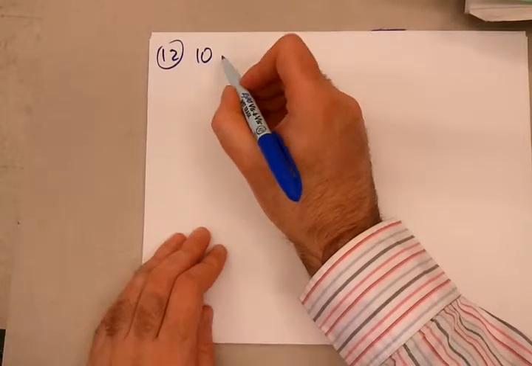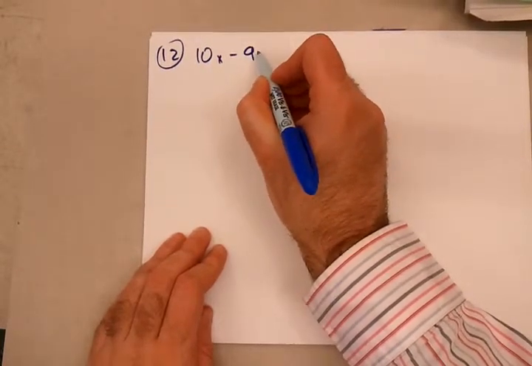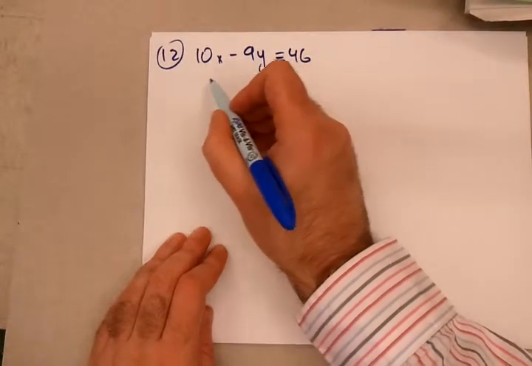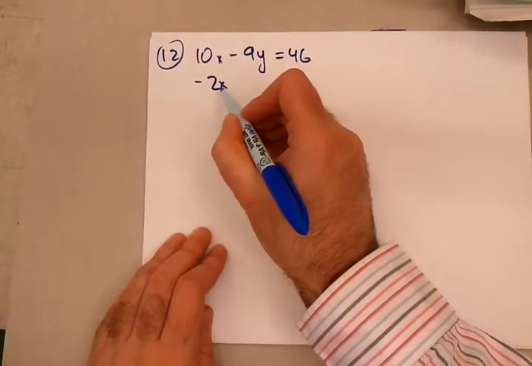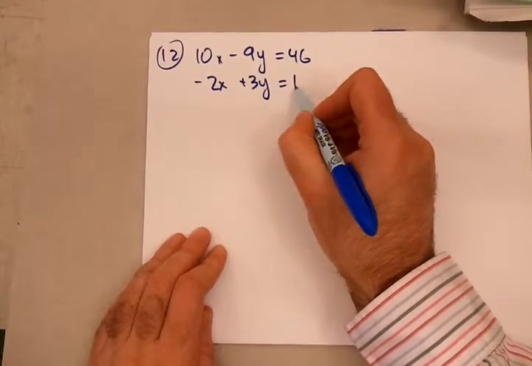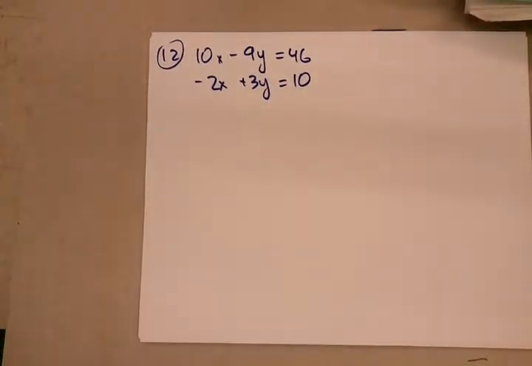Number 12. We have 10x minus 9y equals 46, and then minus 2x plus 3y equals 10. So we have a pair of linear equations in a system, and you're asked to solve them.